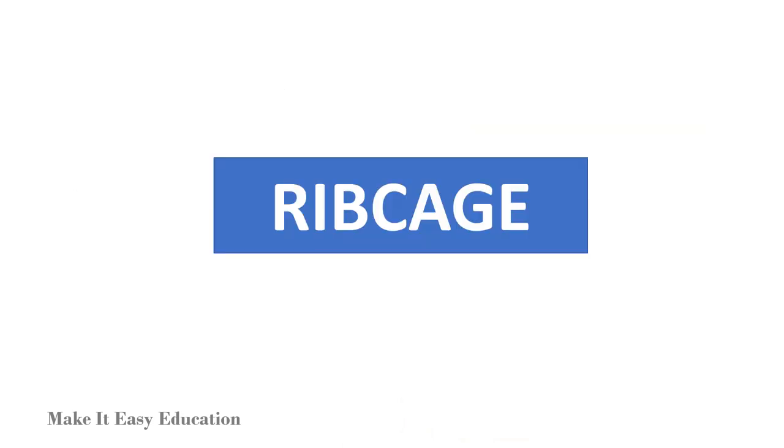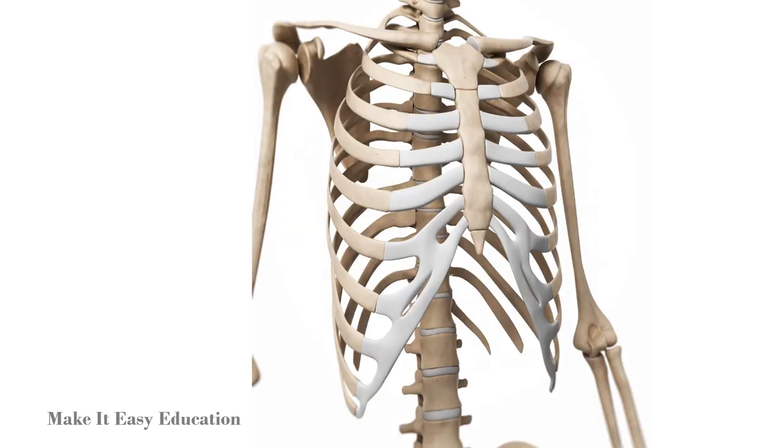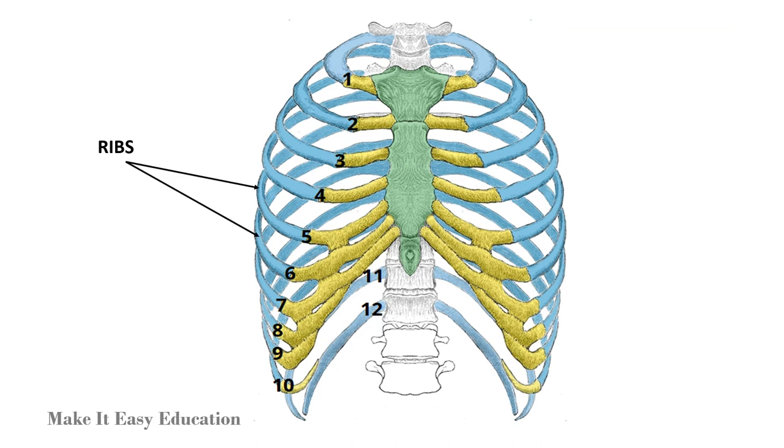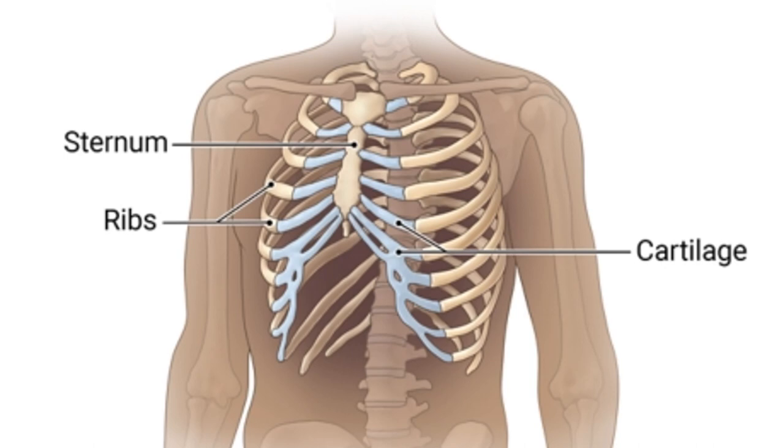Rib cage. The rib cage is a bony structure present in the chest region. It is made up of 12 pairs of thin, curved bones called ribs. A long, flat bone, called the sternum, is present at the center of the chest and holds these ribs together in the front. The ribs are connected to the sternum with a strong, flexible material called cartilage. At the back, the ribs are held together by the spine, or backbone.